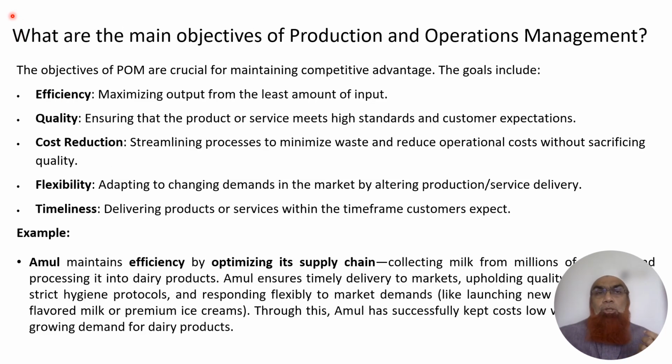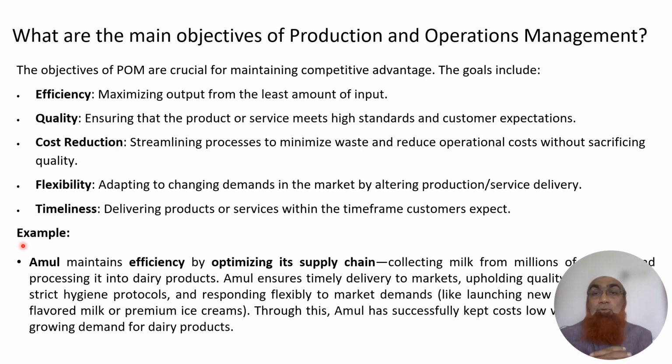The next important question could be, what are the main objectives of production and operations management? The objectives of POM are crucial for maintaining competitive advantage. The goals include efficiency, quality, cost reduction, flexibility and timeliness. Now as an elaboration, you can give it in as much detail as possible with various respective examples. Here I have just taken the example of Amul. Now what is Amul doing? Amul is located in Gujarat, right?